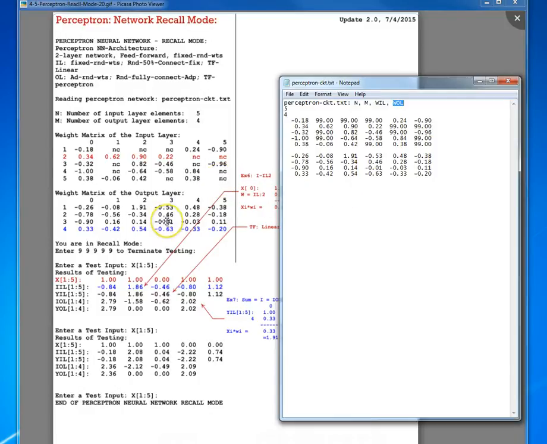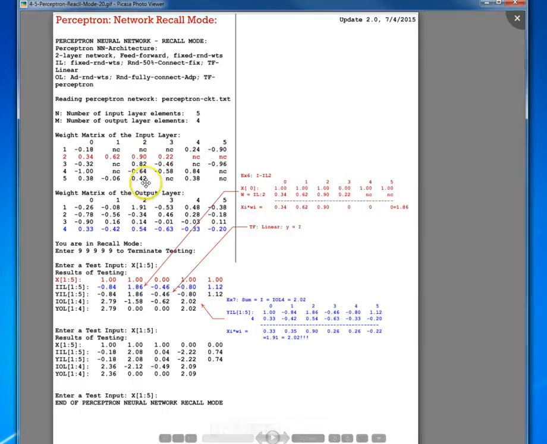The output elements are of course fully connected, and therefore there are no NC connections here. 0.26 and then 0.20. Again the inputs are 0, 1, 2, 3, 4, 0, 2, 5, and then the destination. So this information is essentially the same as what you have here.